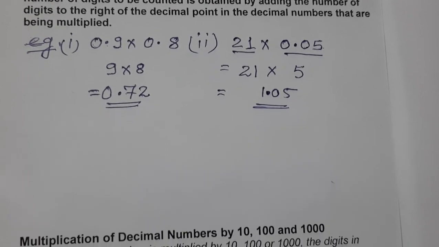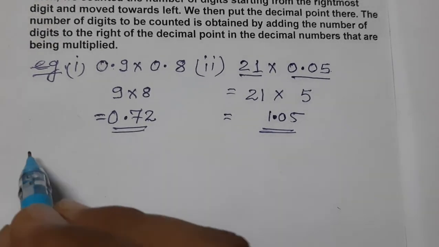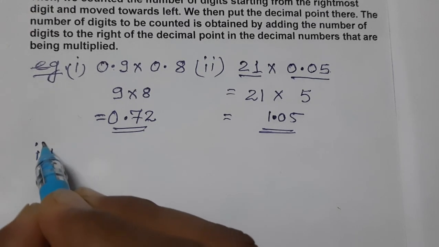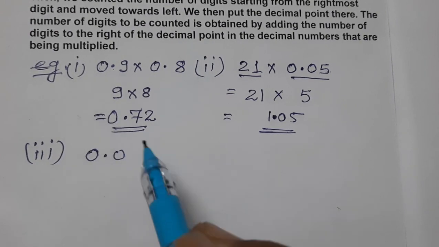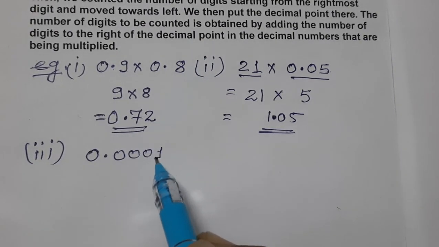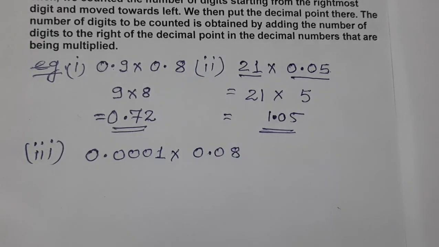So see, one difficult one we will do, having so many points, so many decimals. Example number 3. So let's multiply 0.0001 into 0.08. I have taken this one question. It is looking very difficult. There are so many decimals, but no need to worry. What do we have to take? Only the whole number part. So 1 into 8.